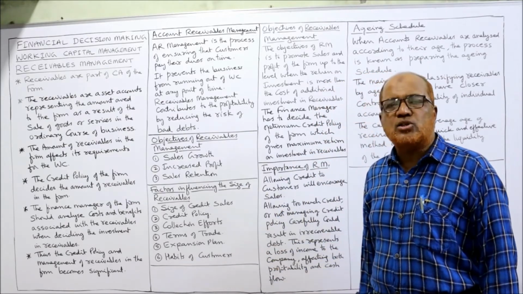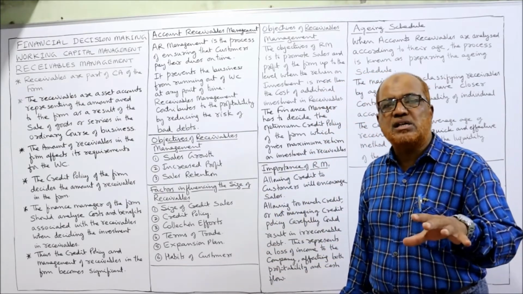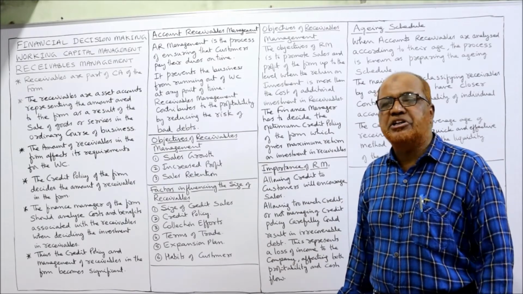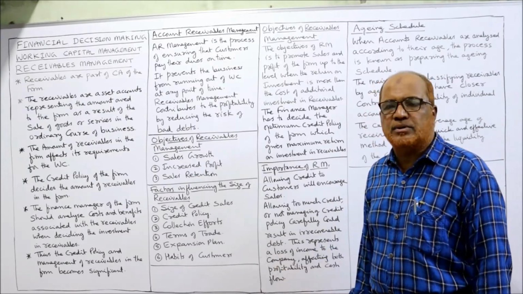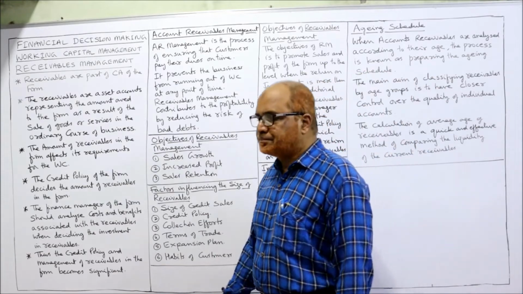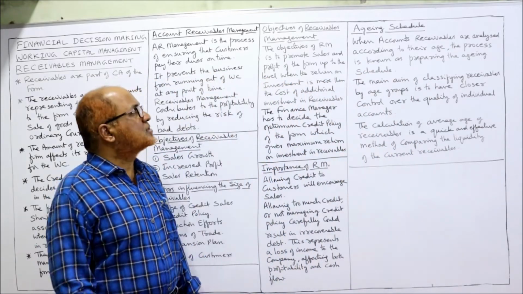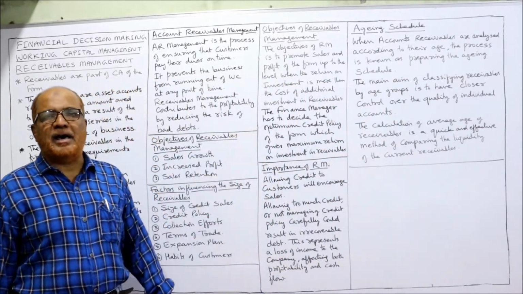So these are the factors to be considered for deciding the credit period to be allowed, size of the receivables. Now, objectives. Objectives of receivables management.